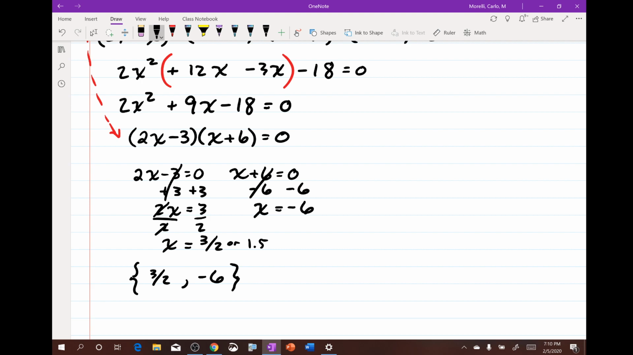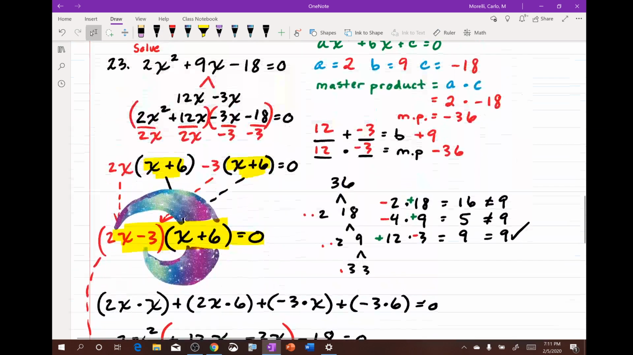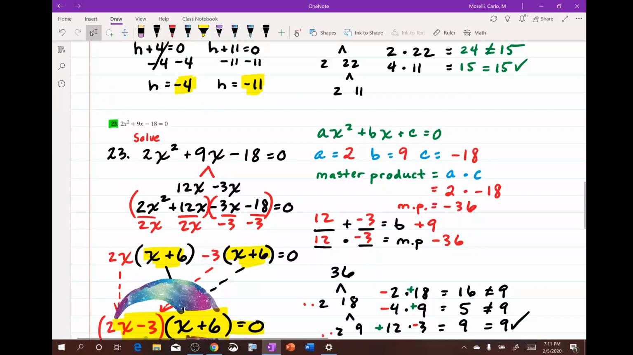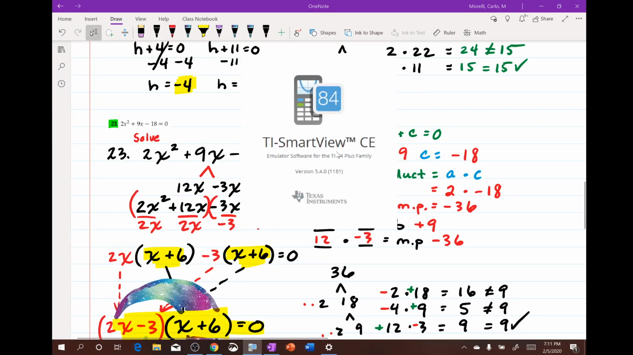The question is, are these correct? Now, you already saw how to solve it by hand, but can we solve it using the graphing calculator? Okay, let's make sure that we did this right. So just go back to your original quadratic, 2x squared plus 9x minus 18. Let's pull up the TI-84, 2x squared plus 9x minus 18.